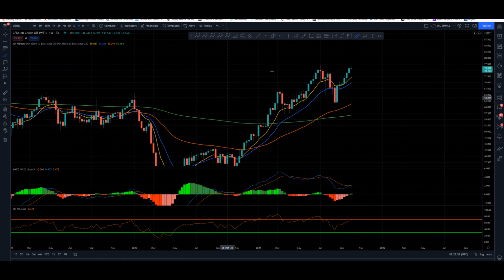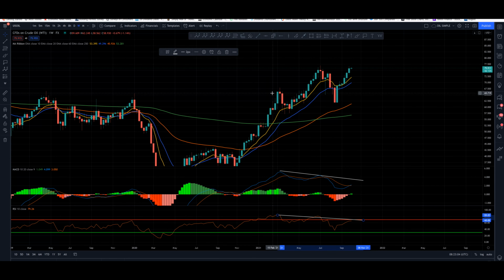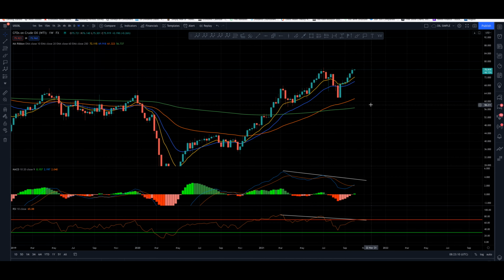Obviously, the one thing which sticks out like a sore thumb since peaking in the wave 3 of the 3 here is this bearish divergence between previous highs in the MACD, previous highs in the RSI, and current price action, which is high, high, soon to be another high, I think. This is really normal behavior for a wave 5.